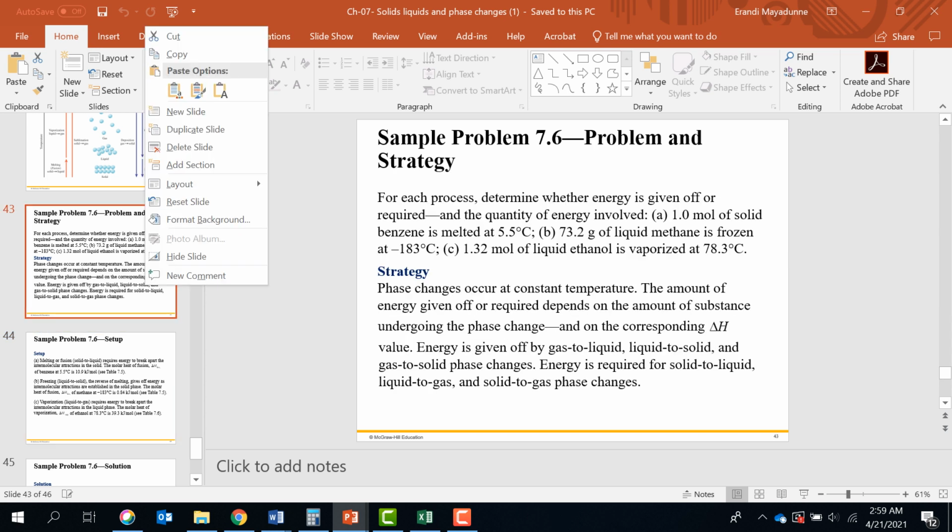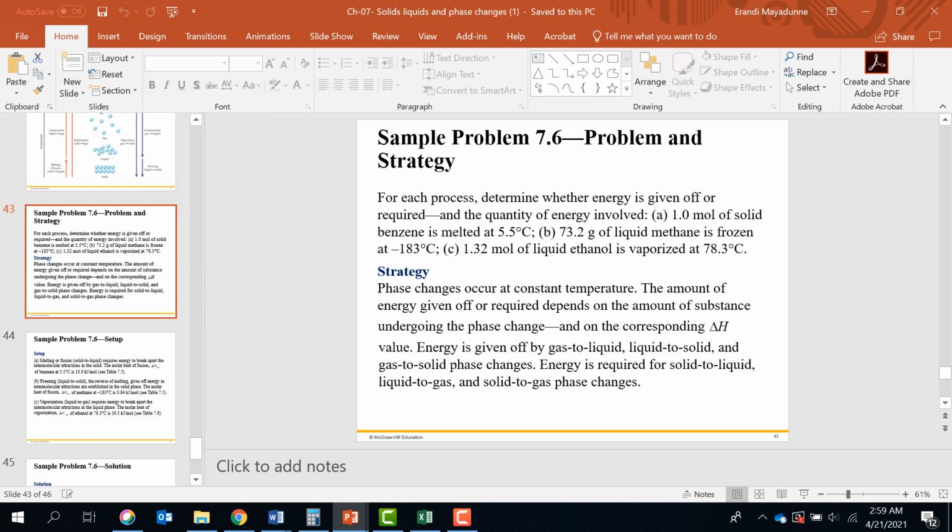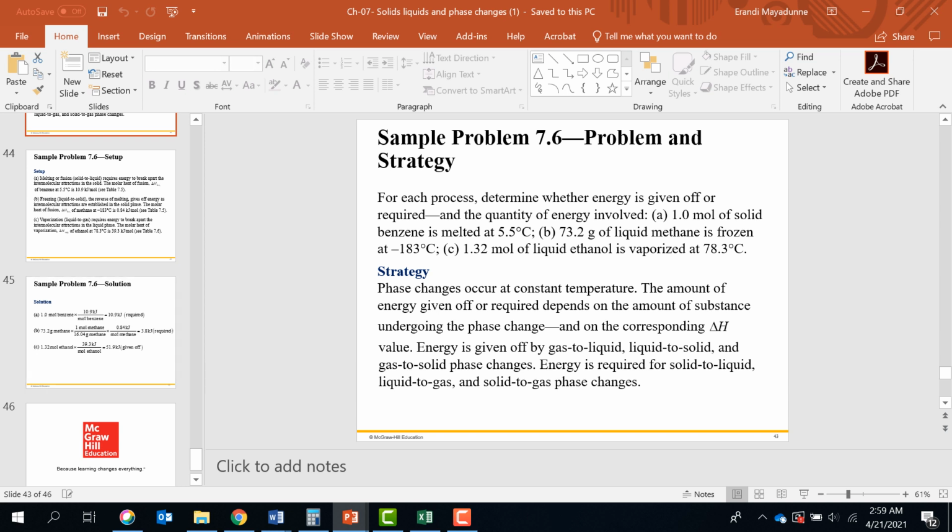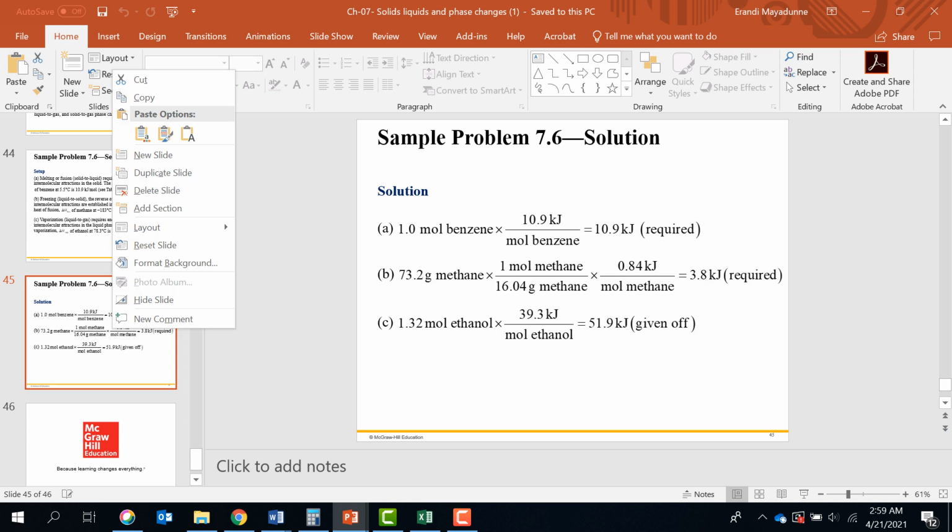And then when I go down, there is the question: for each of the processes, determine when energy is given off. So 1 mole of solid benzene is melted at 5.5 degrees. Q is energy, right? You can see it just needs some data. When you heat up 1 mole of benzene, it's 10.09 kilojoules, and that's for 1 mole. And then the methane you have to convert into 1 mole.